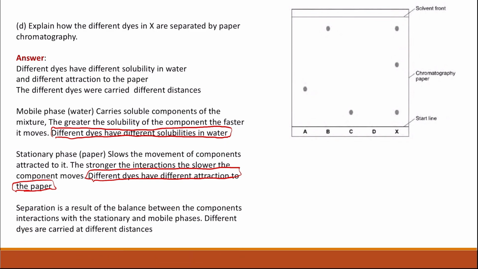Finally, the separation is the result of the balance between the component's interactions with the stationary phase and the mobile phase. So different dyes are carried at different distances. Again, this is when you will get your marks.